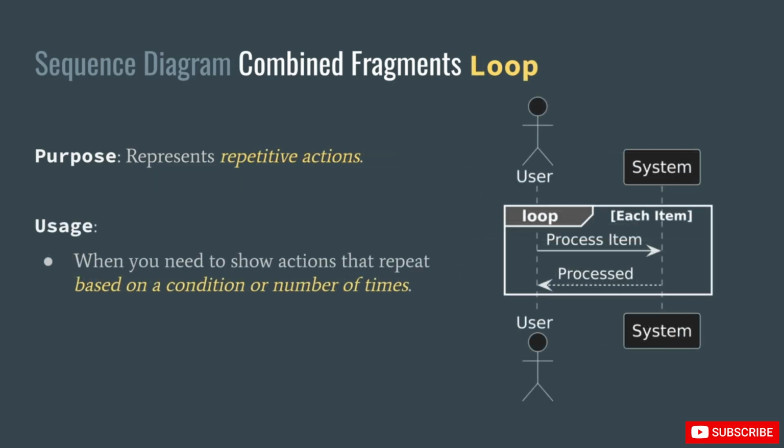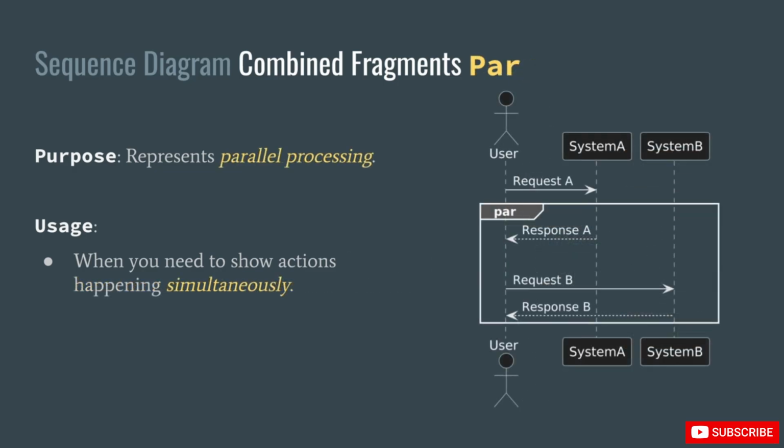Loop is used to represent repetitive actions. Use it when you need to show actions that repeat based on a condition or a number of times. Finally, par represents parallel processing. Use it when you need to show actions happening simultaneously.